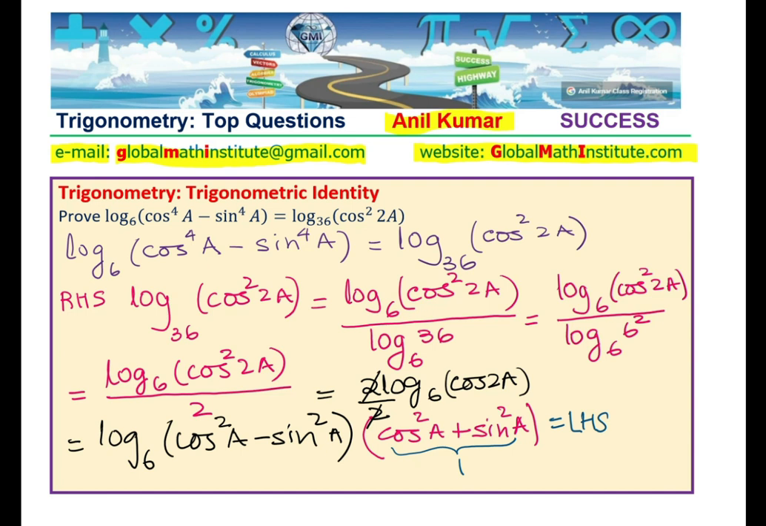I am not going forward to a new page to continue, since I want the whole solution to be on one screen. So I hope that makes sense. Once again, cos to the power of 4a minus sine to the power of 4a is a difference of squares. It is the product of cos square a minus sine square a times cos square a plus sine square a, where cos square a plus sine square a is 1. So that is how we prove it. I hope it makes sense.